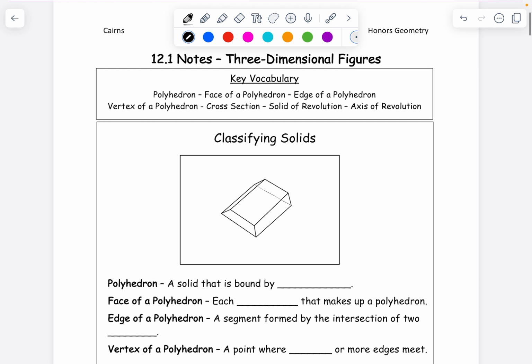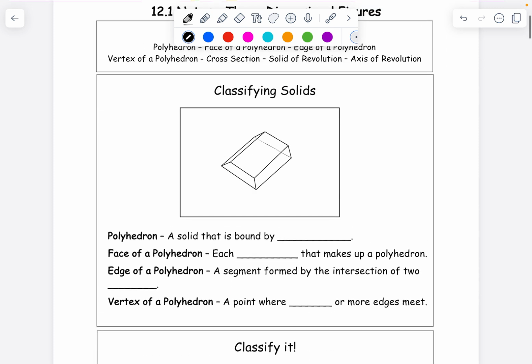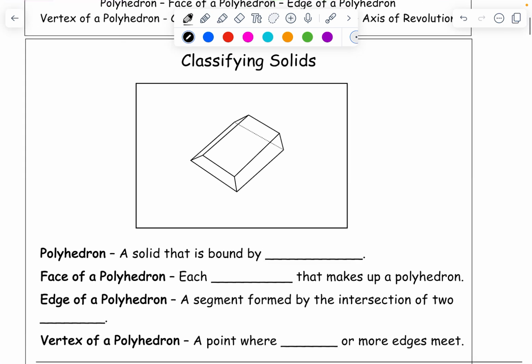Okay, we are looking at 3D shapes. We're going to have a section over surface area as well as volume, but to begin we just need to know about our 3D shapes. So the first thing we're going to do is classifying solids. We can have a polyhedron or a non-polyhedron. A polyhedron is a solid that is bounded by polygons.